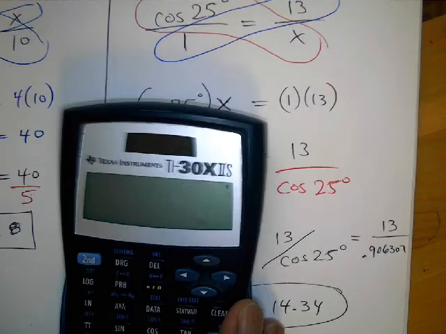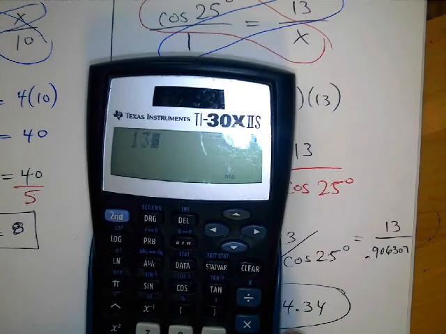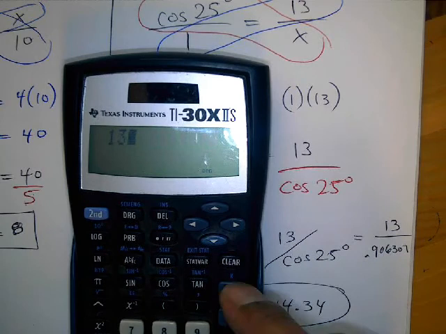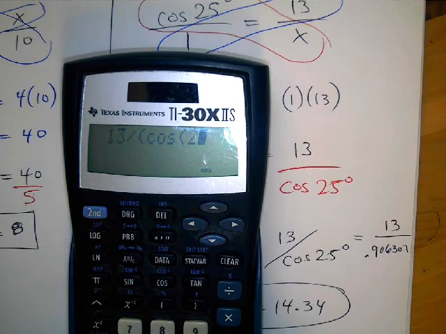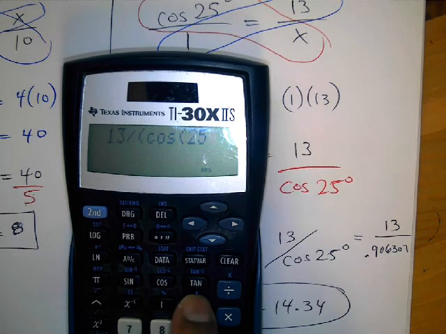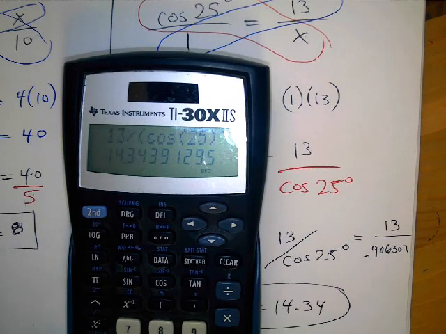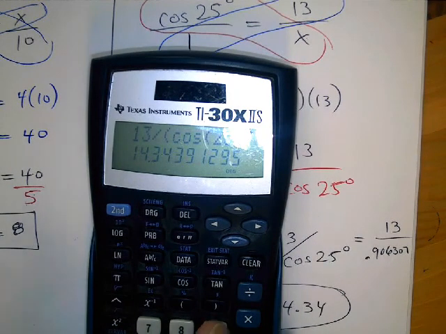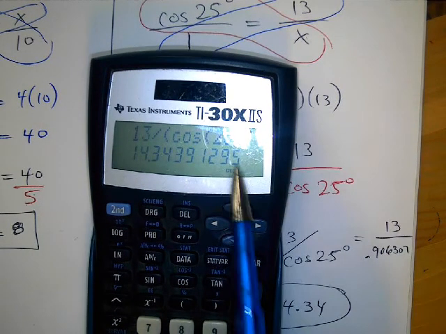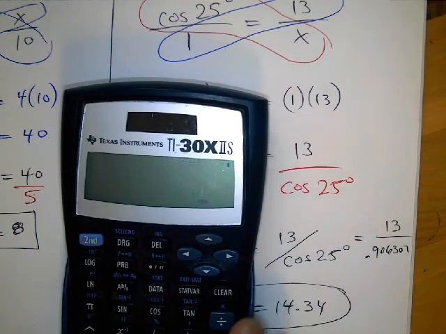Now, if you have a calculator where you have to put the 25 first and then the cosine, anyways, I can do it like this. If I want to do it in one shot, and you've got a calculator that works like this, put 13 divided by, and then use parentheses. And then you put cosine 25, and then you close. And then you hit equals. You see, I got the same number. But you got to use parentheses.